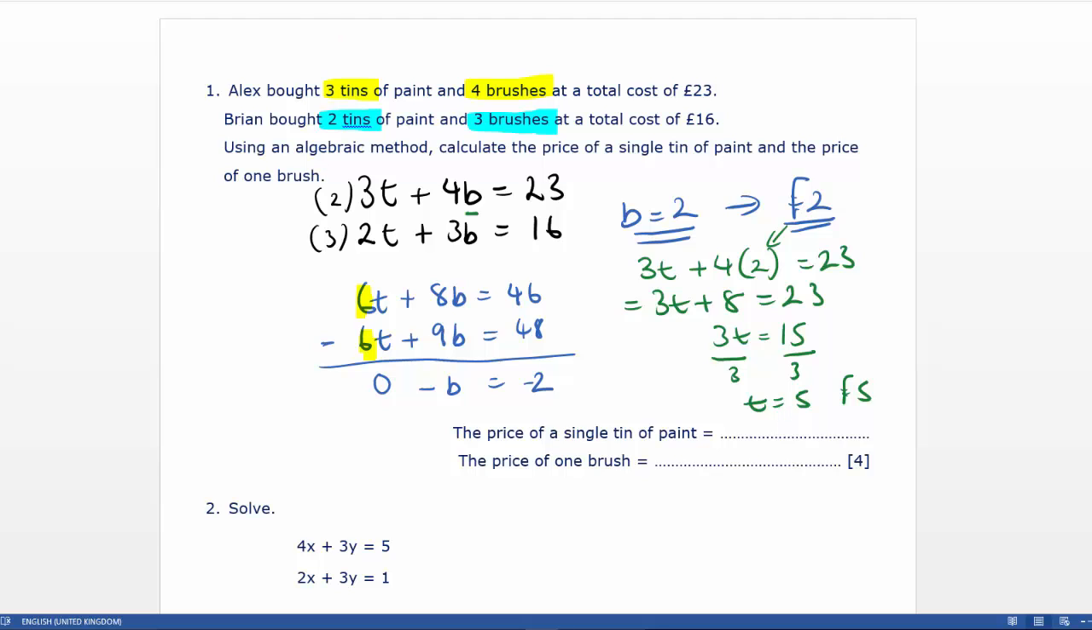Yeah? So I'm just going to write my final answers in here. So the price of a single tin of paint is £5. Make sure you have your units as well. And the price of a brush is going to be £2. That's brilliant, guys.